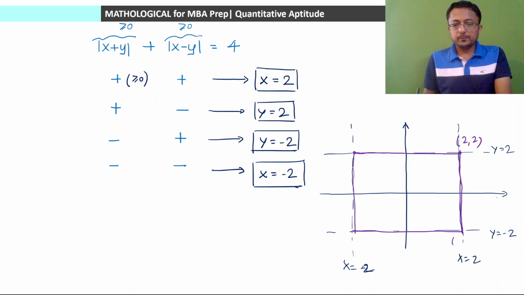2, 2, 2, -2, -2, -2, and -2, 2. These are the points on the boundary. Okay, so this will be our graph. Is this clear?